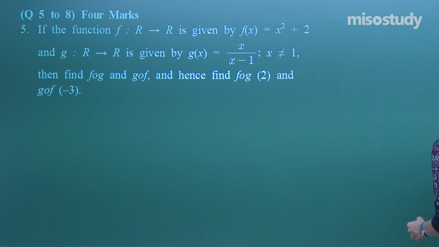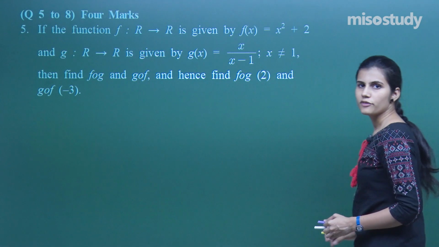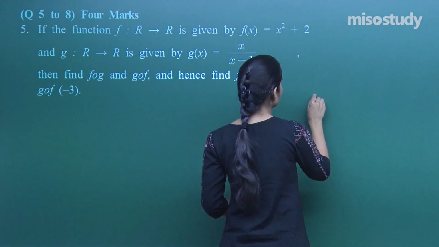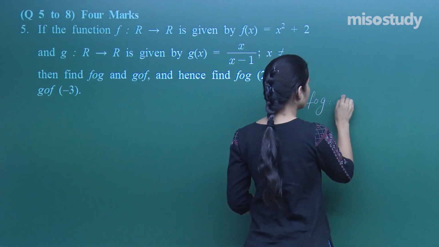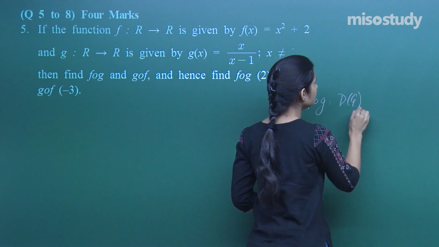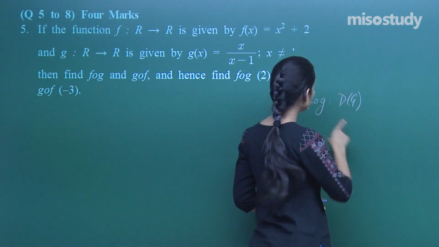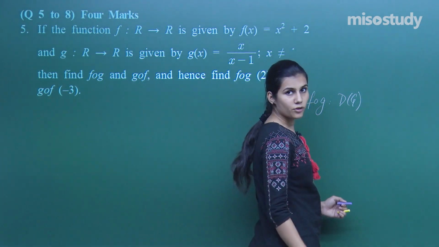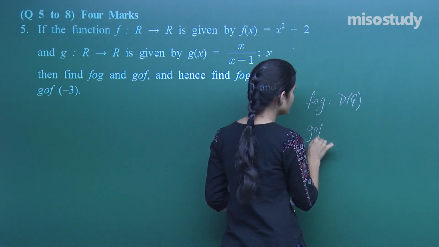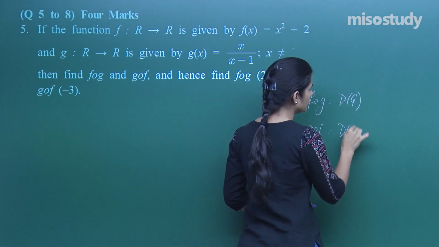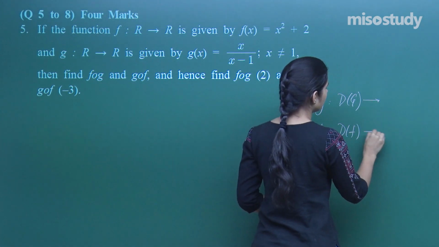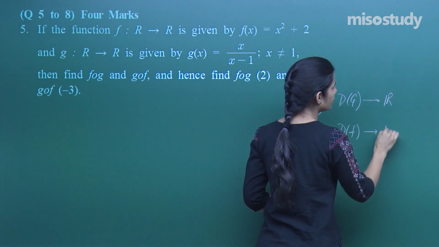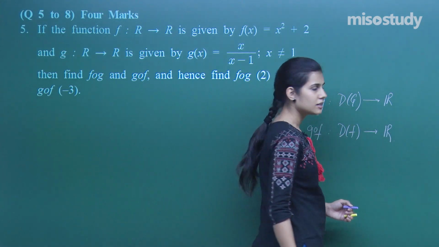then find FOG and GOF and hence find FOG of 2 and GOF of minus 3. Whenever I am talking about FOG, this is defined from the domain of G, isn't it? FOG is defined from domain of G and GOF is defined from domain of F, right? I can say to collection of all reals, to collection of all reals.